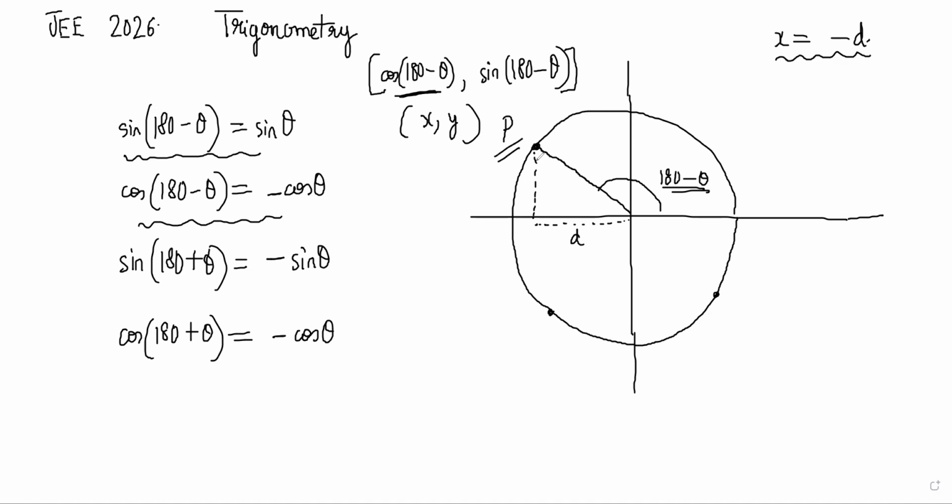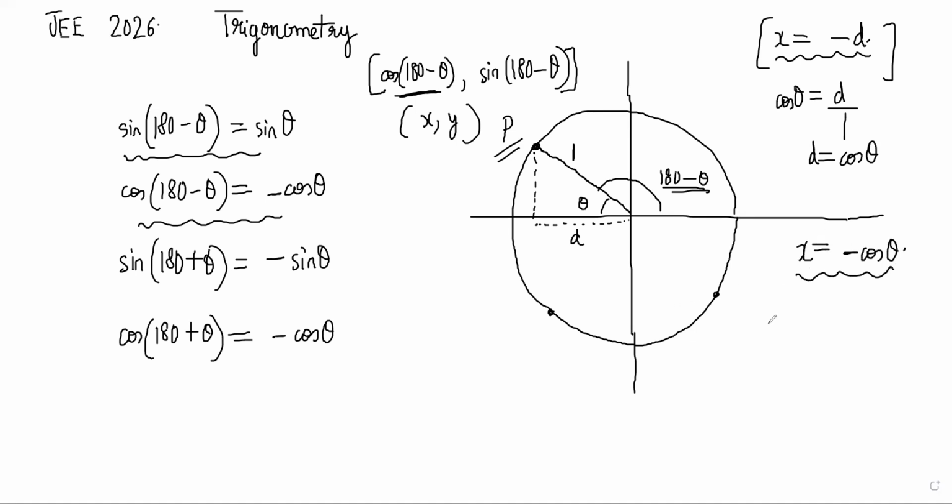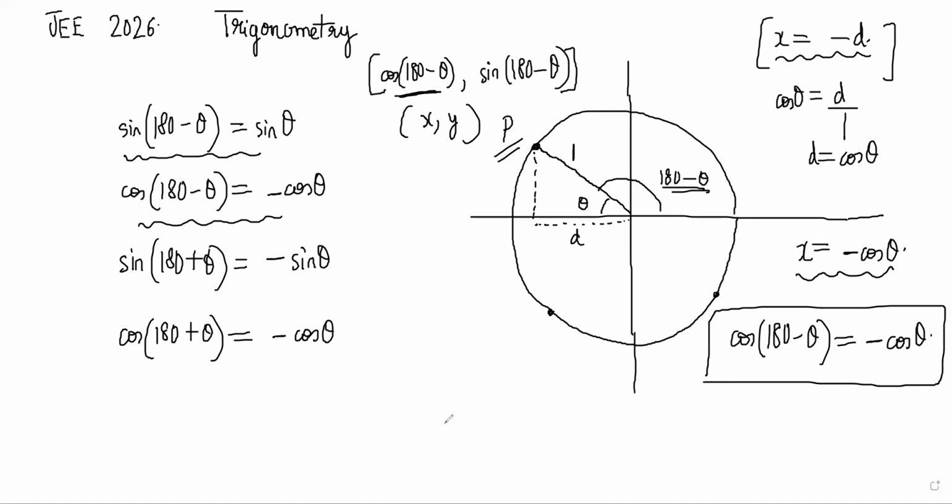This point P, the x coordinate will be minus d, then this distance is d, this angle is theta, the radius is 1. You will say cos theta is equal to d by 1. So d is equal to cos theta. And x coordinate is equal to minus d. So x coordinate is minus cos theta, which means cos of 180 minus theta is equal to minus cos theta. Are you understanding what I'm saying? Yes, sir.